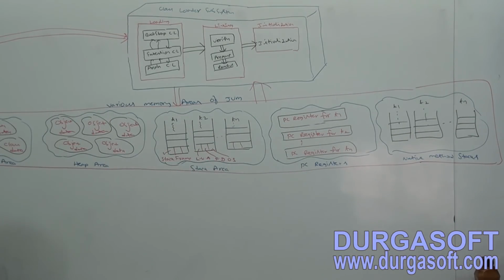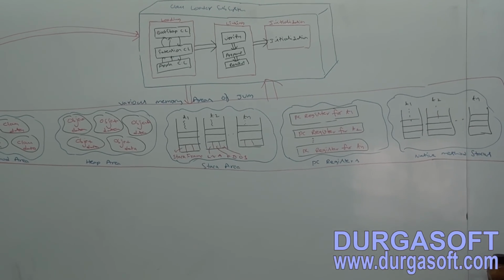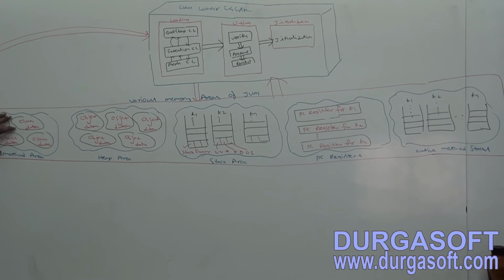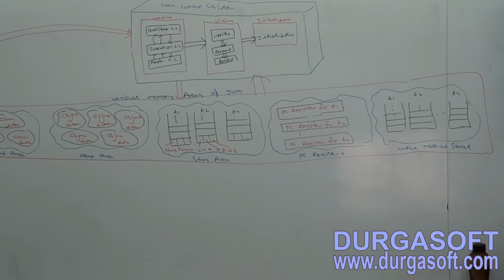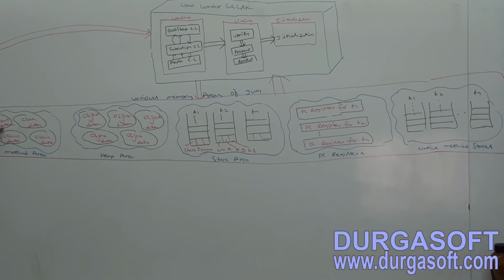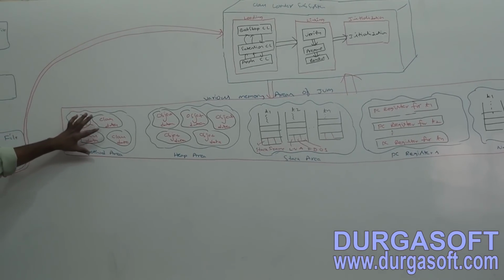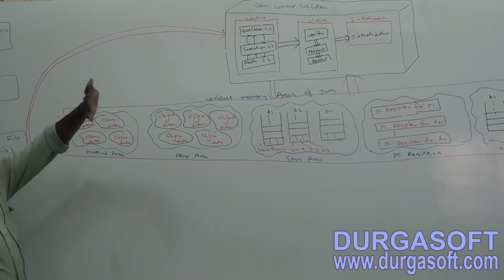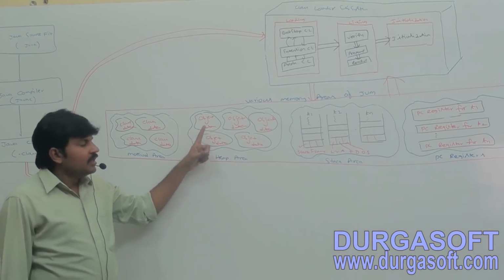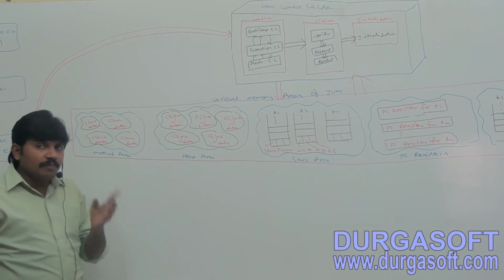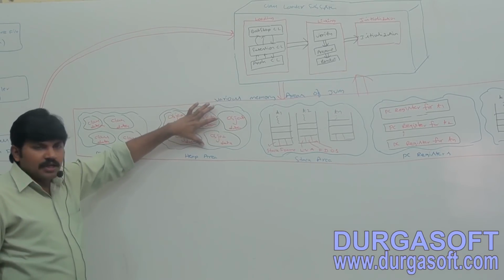Are you getting that? In total, how many memory areas are present inside the JVM? Method area, heap area, stack area, PC registers, native method stacks, right? The method area is responsible for what? Class level data and static variables will be stored here only. All objects in Java will be stored inside the heap area. Instance variables are part of the object, so instance variables also will be stored in the heap area.